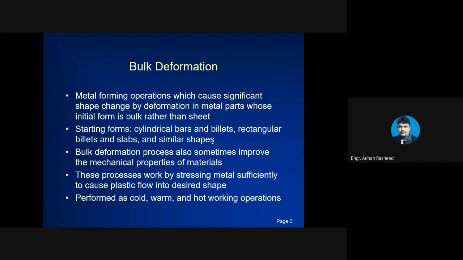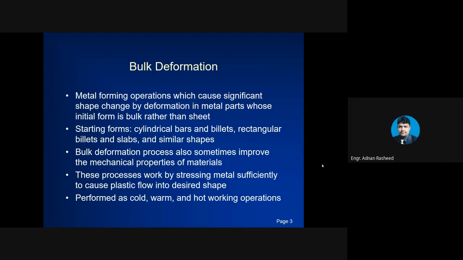As we have discussed, in this bulk deformation process, the surface area to volume ratio is low. That's why the material is in bulk rather than sheet. Starting bulk forms are cylindrical bars, billets, rectangular billets, slabs, and similar shapes. In bulk deformation processes, sometimes the mechanical properties are improved, because we have discussed different types, that is, cold working, hot working, etc.